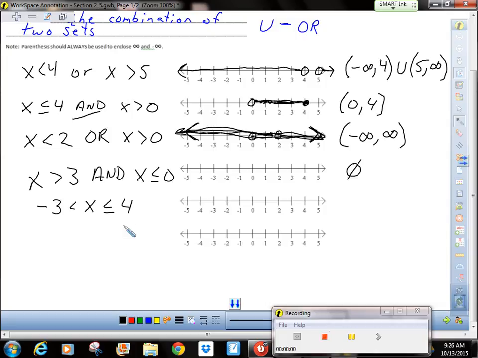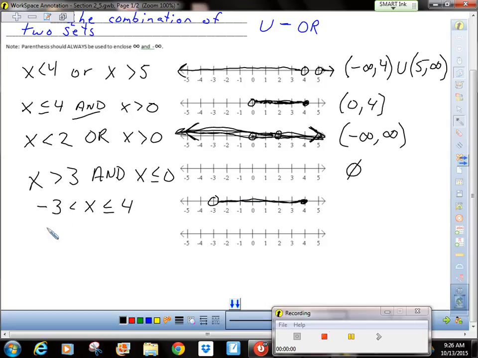Okay. Negative 3 is less than x is less than or equal to 4. That means that x is between negative 3 and 4, but could it equal negative 3? No. So I can put a circle at negative 3. Could it equal 4? Yes. And then it's everywhere in between. You understand why that's an and one?